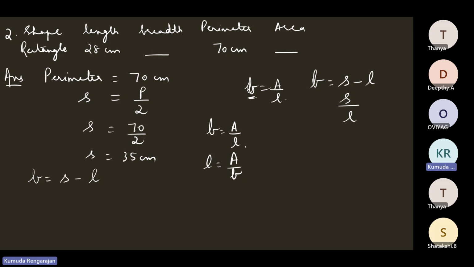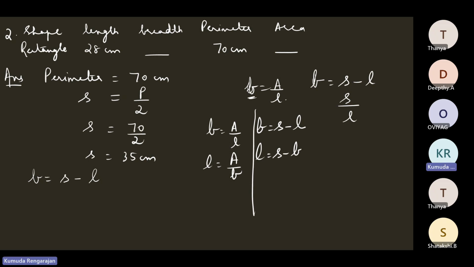When we have perimeter, we find the semi-perimeter, and breadth is equal to semi-perimeter minus length, or length is equal to semi-perimeter minus breadth. So if the perimeter of a rectangle is given, you will have to find the semi-perimeter. Breadth is equal to semi-perimeter minus length. Length is equal to semi-perimeter minus breadth.